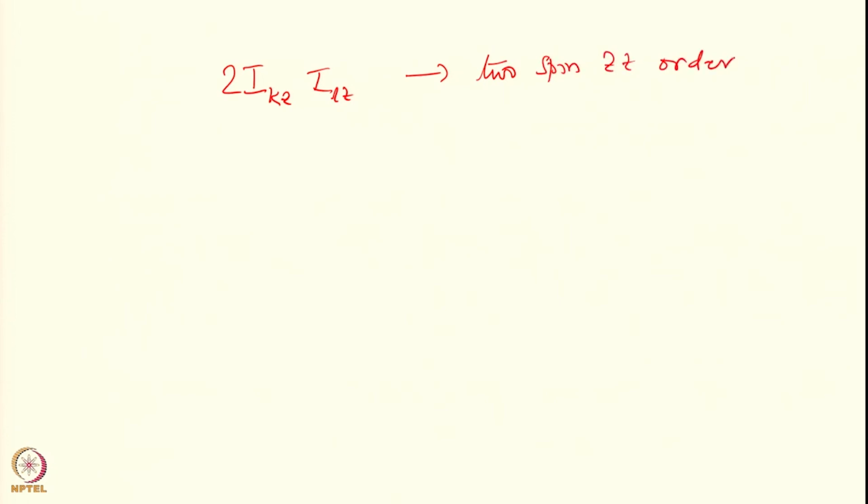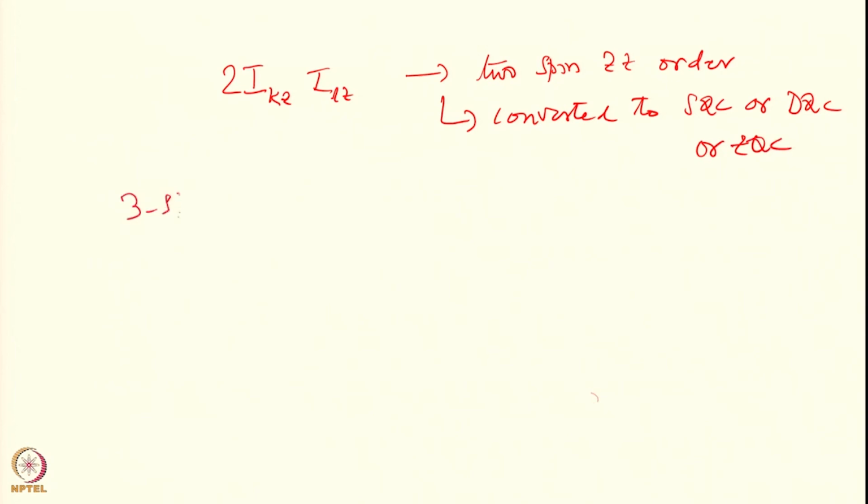This can be converted into single quantum or double quantum. This can be converted to SQC or DQC or ZQC. All such kinds of terms can be there. This is so far as 2 spins are concerned. Now let us consider what kind of things can happen for 3 spins.